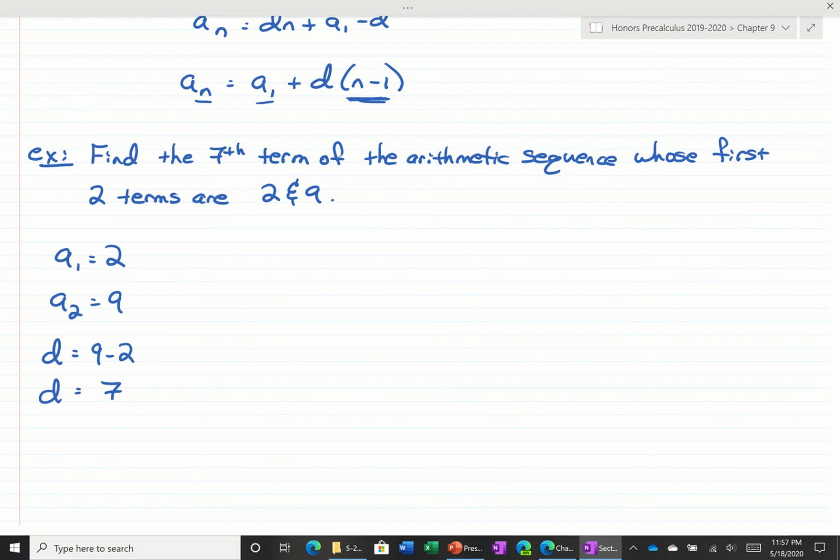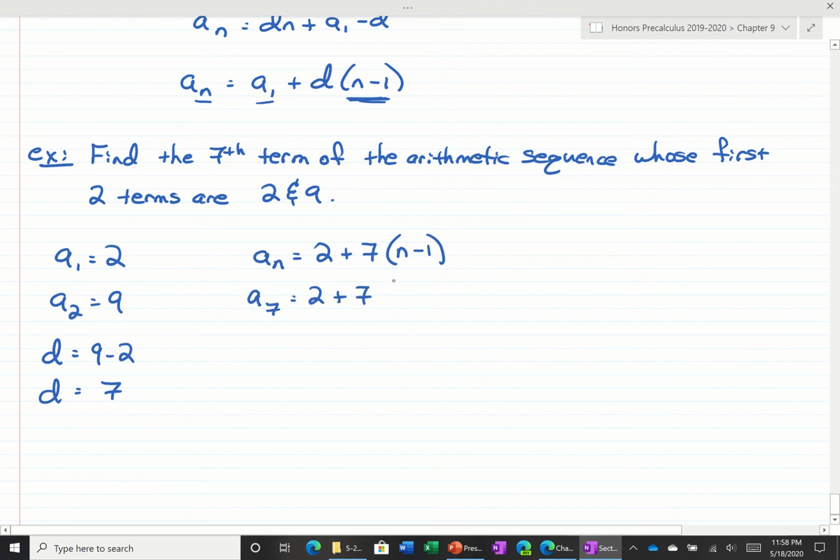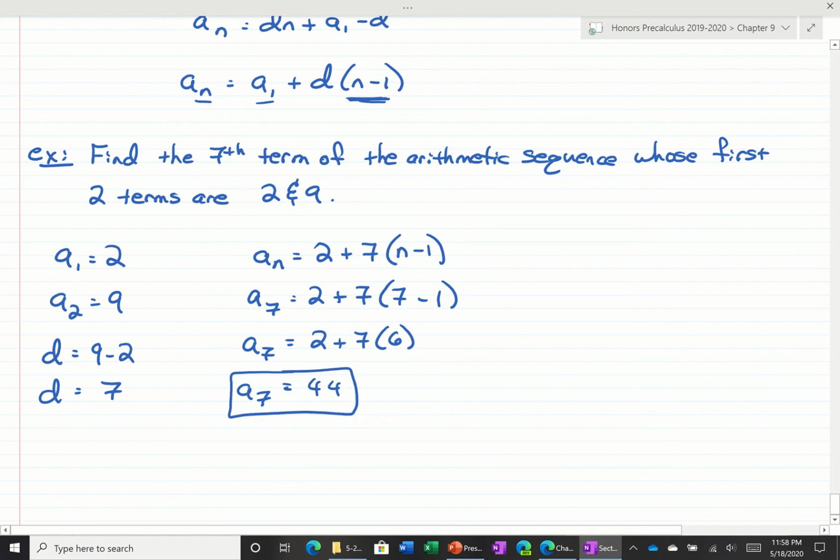And really, we could use that to come up with our formula, right? So we know that a sub n would equal the first term plus the common difference times n minus 1. That's our formula. So we want to know what the seventh term is. So a sub 7 is equal to 2 plus 7 times 7 minus 1. So a sub 7 is equal to 2 plus 7 times 6, or the seventh term is equal to 44. All right, so that's using the recursive formula.